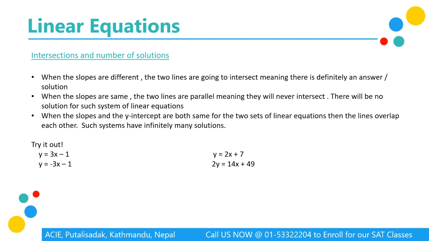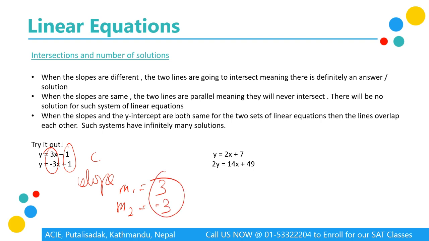Now, moving on, we have two other examples. We can see that over here, the c or y-intercept is the same. So you might think, oh, the equation, okay, but we have to look at the slope as well. The slope is different, because m1 is 3 and m2 is minus 3. Therefore, they only intersect once. So they have the value of x and y. There's only one value for each of them.